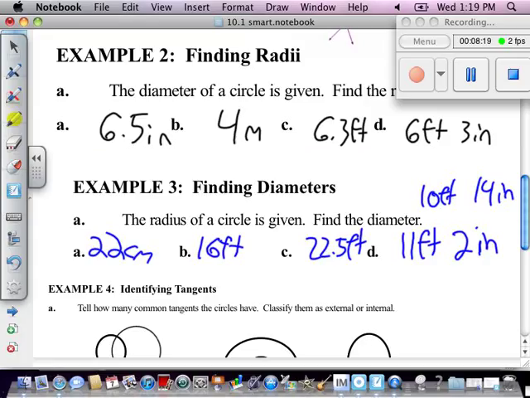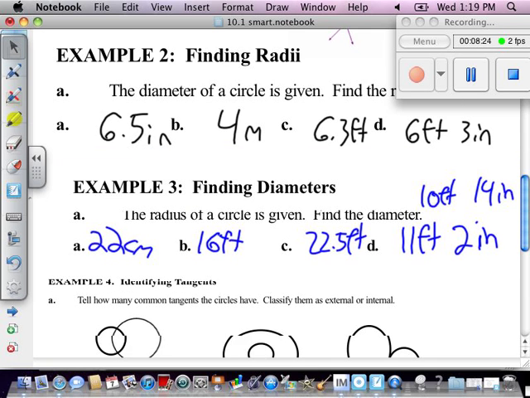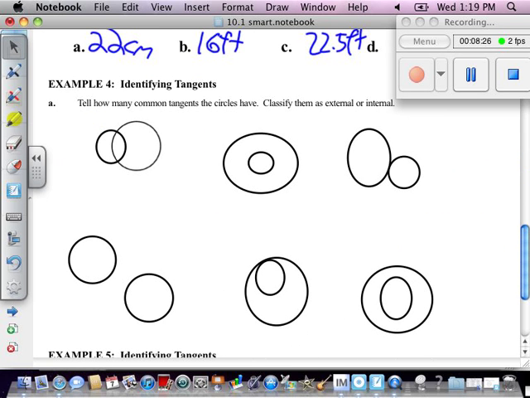All right, now we're going to talk about the different kinds of common tangents. How many common tangents does the circle have, and can we classify them as exterior or interior?